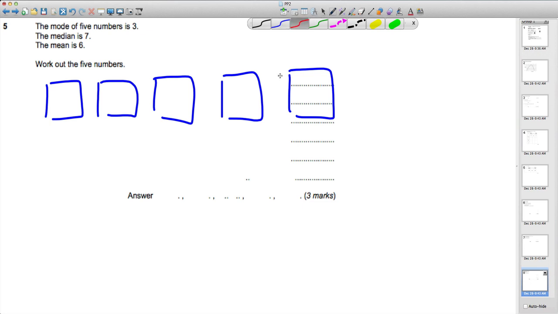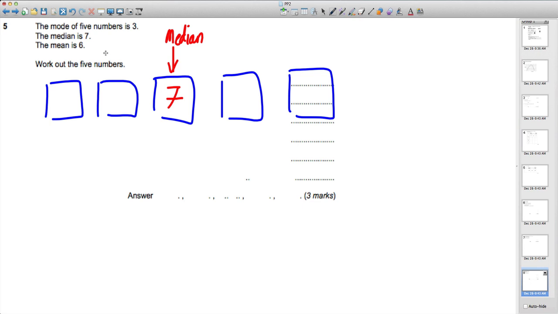Okay, let's just point out various places. The median is going to be there. It's the middle number when you put them in order, because your 5 numbers you can put in rank order. So the median is going to be this middle one, the third one, and that's going to be 7. You're told that, right? Now, the mode of the 5 numbers is 3, and the mean is 6.